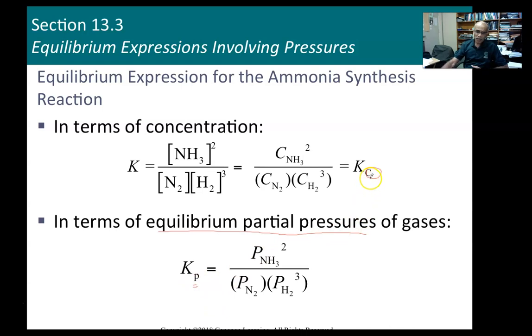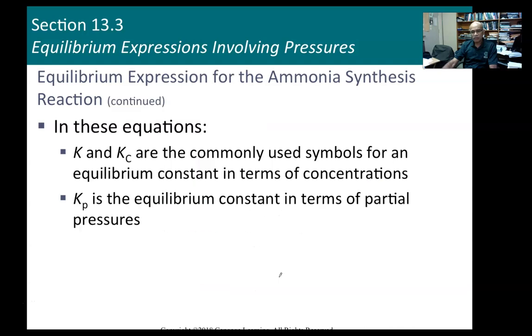Kp and Kc are unique. They are two different constants. This one is based on moles per liter quantity. This one is based on pressure. What pressure units? You can use atmosphere as the pressure unit. And since it's a ratio, really, it doesn't matter that much. But we will look at that in a broader context here. So in these equations, K and Kc are commonly used symbols for equilibrium constant in terms of concentrations.